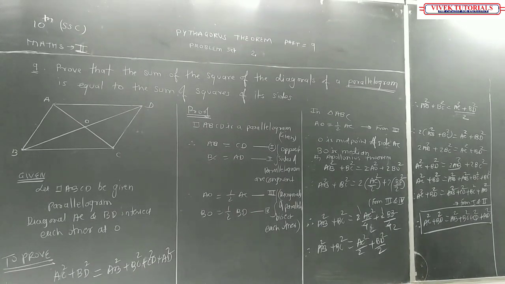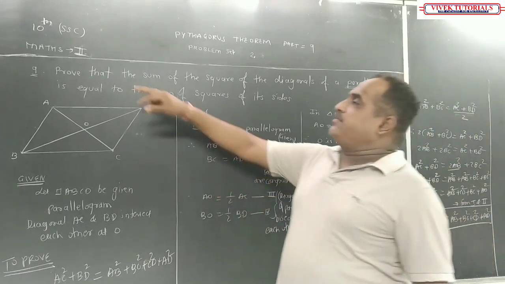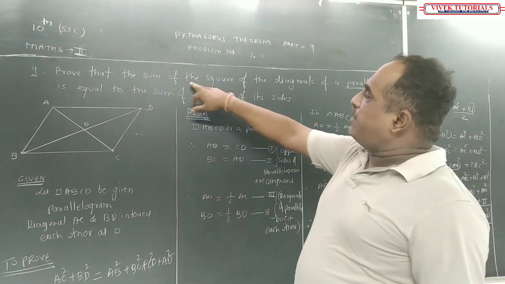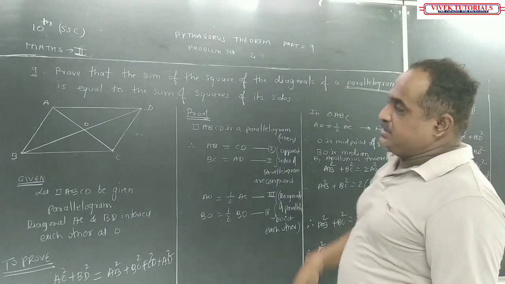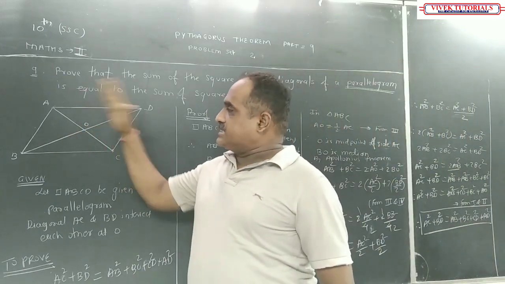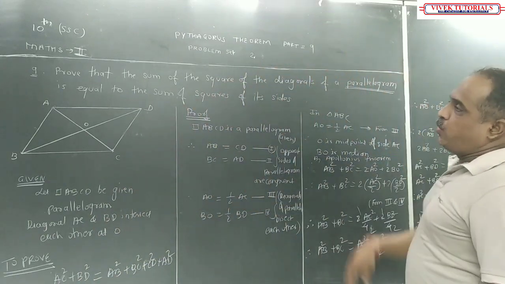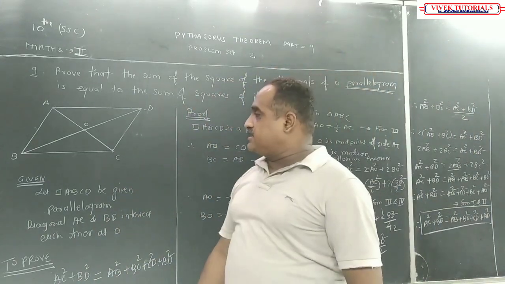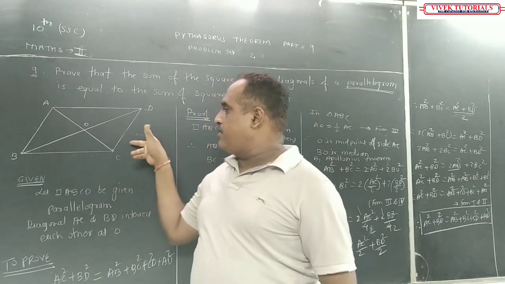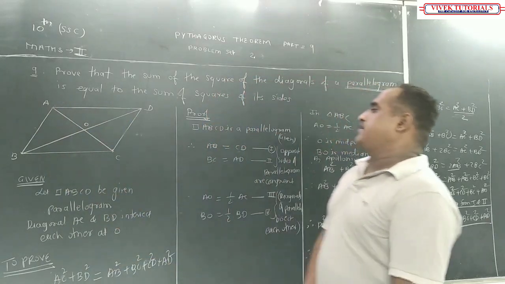Okay, I'll repeat it once again. What is the question? Prove that the sum of the squares of the diagonals, which are the diagonals? AC and BD. Sum of the squares means AC square plus BD square is equal to the sum of the squares of all the sides: AB square plus BC square plus CD square plus AD square.